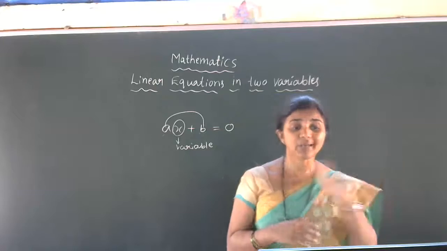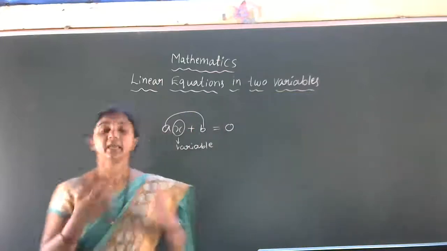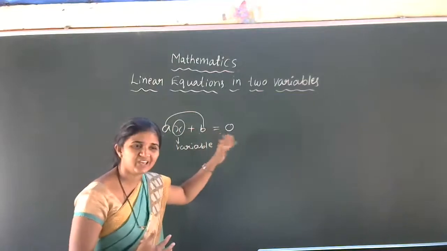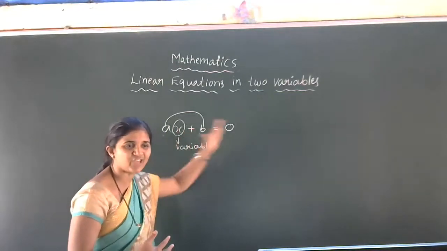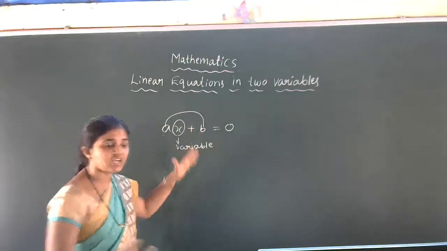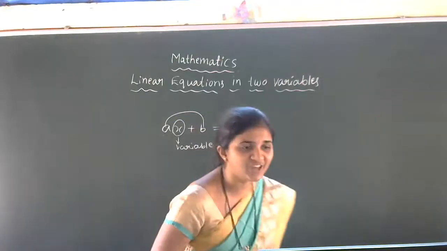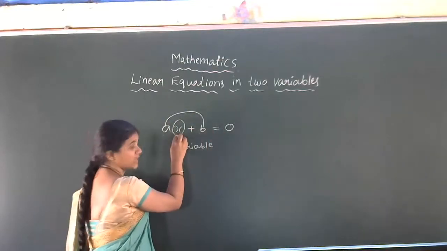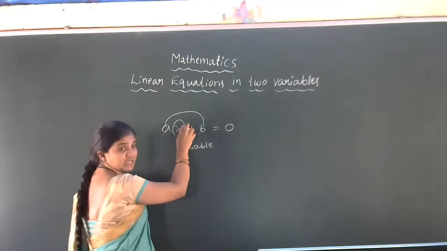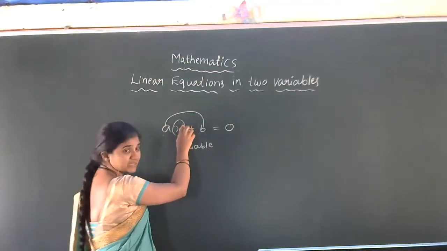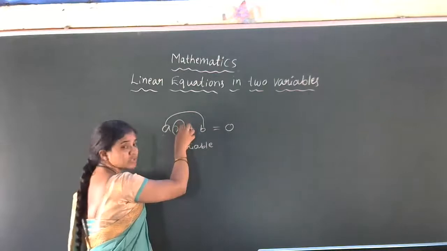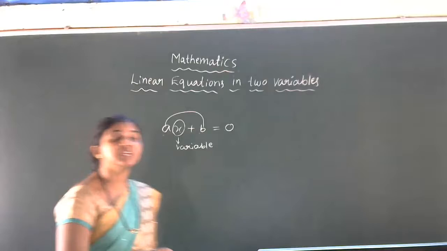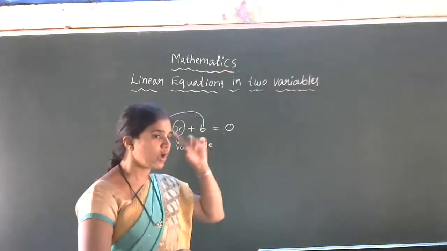Now we have to discuss the equation ax plus b is equal to 0. Here there is an equal sign, so this is called an equation. Now you just observe whether it is a linear, quadratic or cubic equation. Here only one variable is there, that is x, having the highest degree 1. Degree is 1 in the sense highest power is 1. So that's why this is a linear equation. This type of equation is called a linear equation.